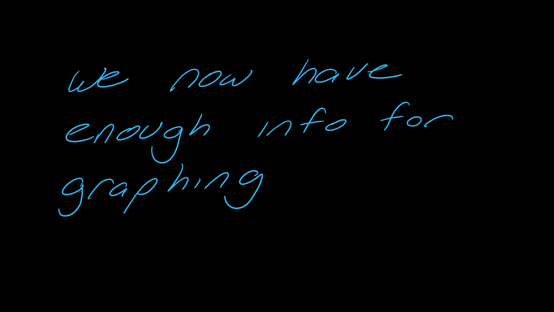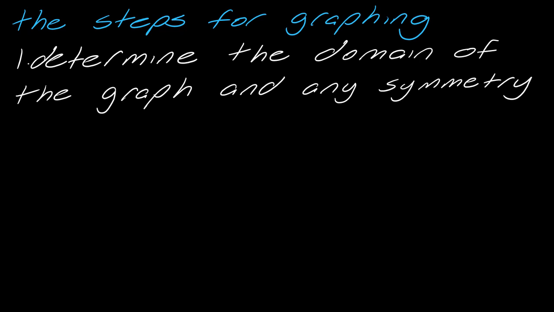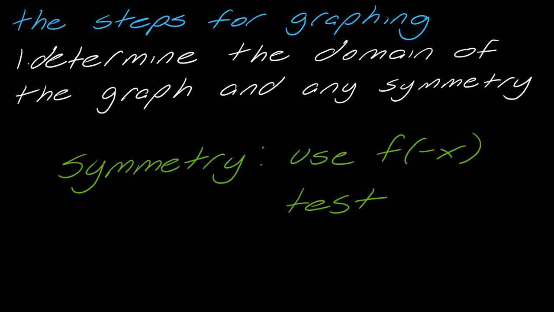Now we have enough information to review graphing. So let's talk about the steps for graphing. First you want to determine the domain of the graph and any symmetry. The symmetry is really just a guide. It's going to help you figure out how much of the graph you really need, and it's just guidance for yourself. And for symmetry, you want to use the f of negative x test.